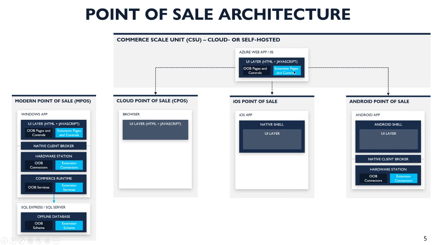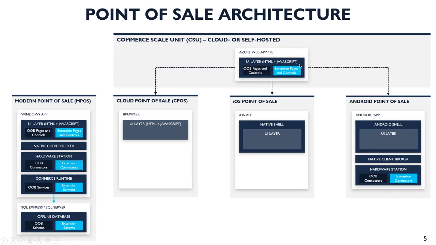So any client-side extension you build will be hosted, and the Android and iOS apps will render it. One difference: currently the iOS app doesn't support any hardware station extension, but we may plan to support it in the future. For Android, you can build a payment extension connector, so it also has native payment extension support. Then the other one, mainly for the on-prem scenario and for offline, is the modern point of sale. It's the same extension you develop.